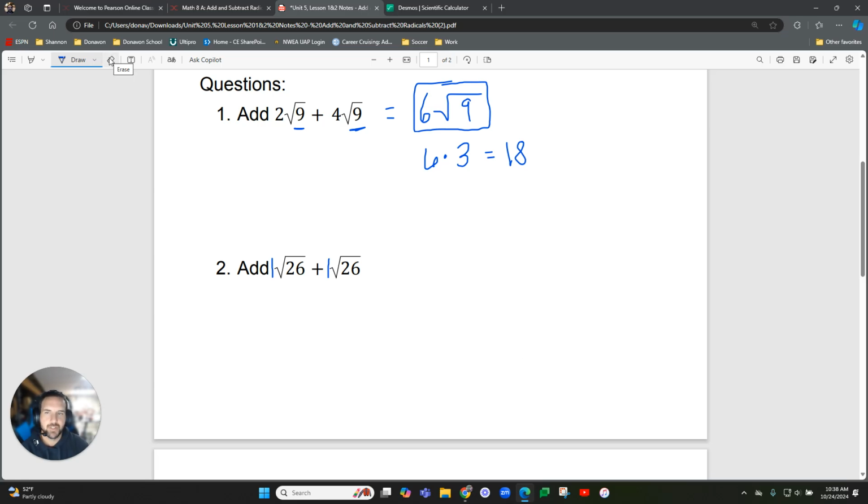So technically there's kind of an invisible 1 here as well. But if I have a square root of 26 plus a square root of 26, I have how many square roots of 26? I have 2 of them, right? There's 1 here and there's 1 here. So add those together and we got 2 square roots of 26. And now in this case, the square root of 26, we don't know what that number is.